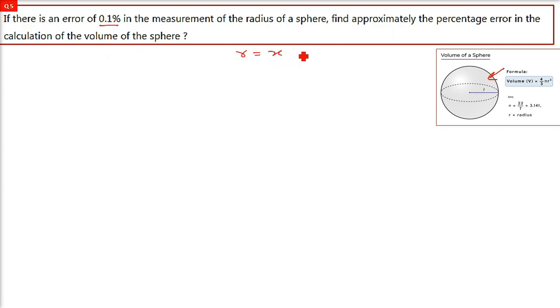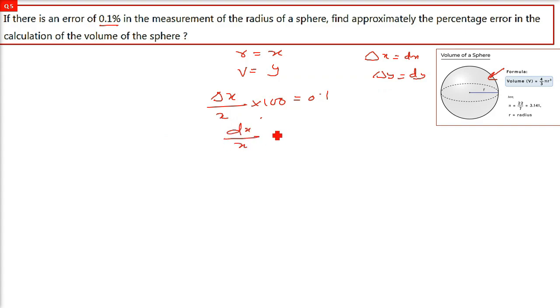Now this R is X we are assuming, radius, and volume we are assuming as Y. Now the question is saying delta X by X into 100, that is the percentage error in the radius, is 0.1. Now you know that delta X is nearly equal to dx, delta y is nearly equal to dy. So dx by x into 100, let us take it in the denominator. It's 1 by 1000 because 0.1 is 1 by 10. So dx by x is 1 by 1000.